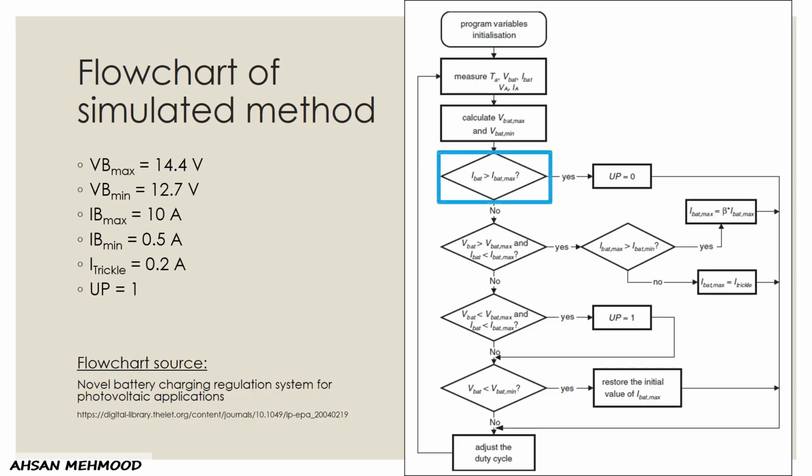In the first condition, the controller will check whether battery current is greater than IB max or not. If it is greater, it will set UP equal to 0, which will decrease the battery current to less than or equal to 10 ampere. If battery current is less than or equal to IB max, the controller will check the next condition.